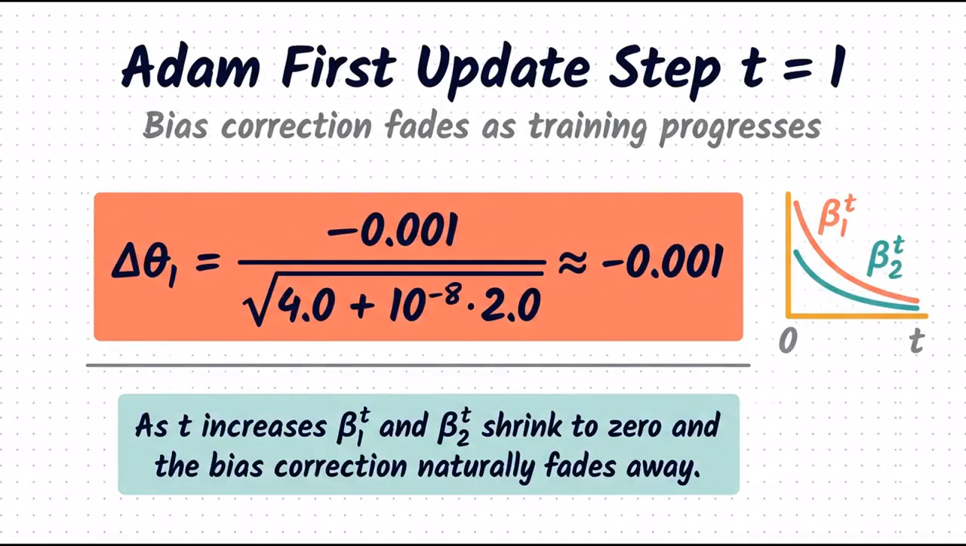With learning rate alpha equals 0.001 and epsilon equals 10 to the power of negative 8, the update is delta theta sub 1 equals negative 0.001 divided by the quantity the square root of 4.0 plus 10 to the power of negative 8 times 2.0, which is approximately negative 0.001. As t increases, beta sub 1 to the power of t and beta sub 2 to the power of t shrink to 0, and the bias correction naturally fades away.